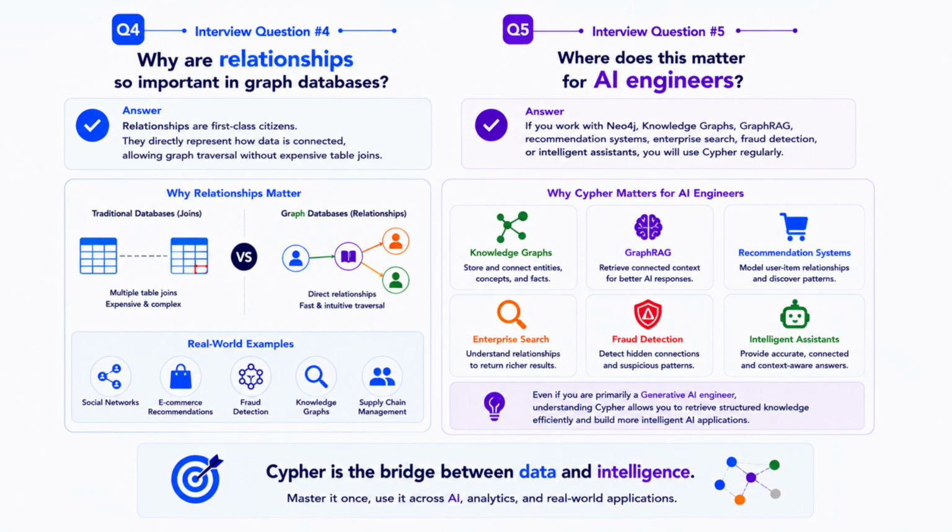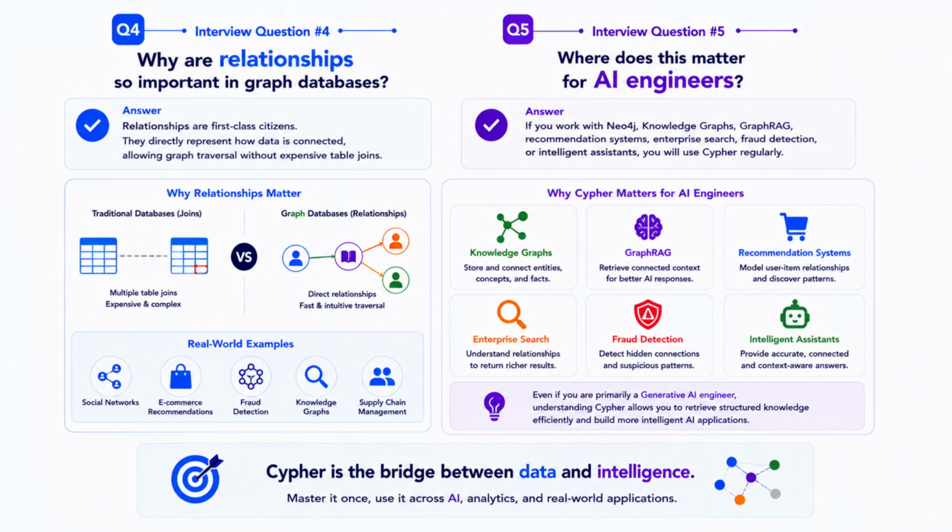One more interview question. Why are relationships so important in graph databases? The answer is that relationships are first-class citizens. They directly represent how data is connected, allowing graph traversal without expensive table joins.